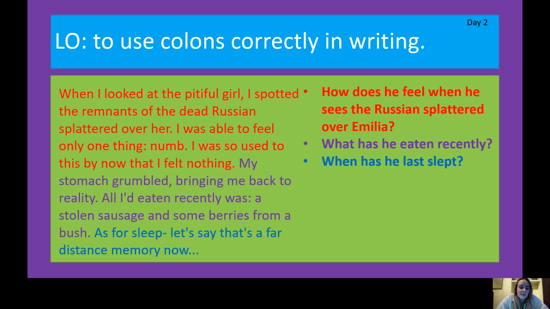So I wrote here, as for sleep, let's say that's a far distant memory now, with an ellipsis at the end for dramatic effect. You might want to say in yours, the last time I slept was: and then use a colon to say when it was. Or you might even want to mention the nightmares he's been having when he sleeps, because obviously he won't be particularly happy at this point in time. He might say, my sleep has been ruined the last couple of nights by my distinct memories of the dead Russian in the previous town, or something like that. So he might have memories of the people he's killed coming back to him, disrupting his sleep.